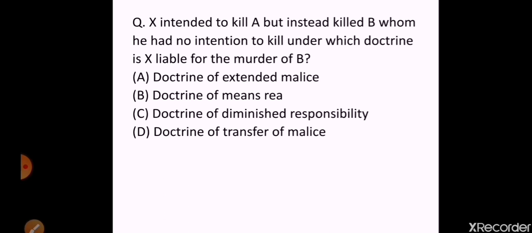X intended to kill A but instead killed B, whom he had no intention to kill. Under which doctrine is X liable for murder of B? Yes, this is the extended version of my previous question, but the question may be asked in this way also, because this has been asked in the Haryana and MP judiciary repeatedly. So that is why I put this question. The options are: A, doctrine of extended malice; B, doctrine of mens rea; C, doctrine of diminished responsibility; D, doctrine of transfer of malice. People get confused between option A and D, but the correct answer is option D, that is transfer of malice.